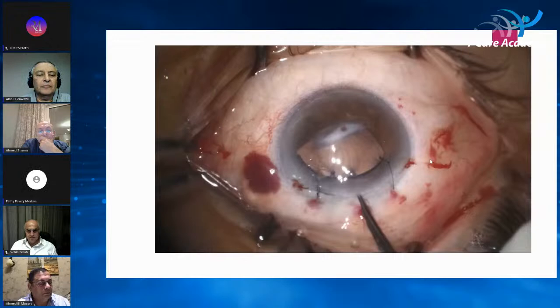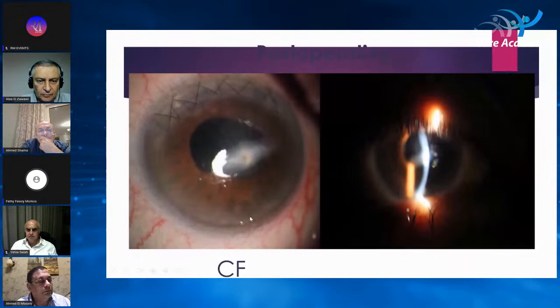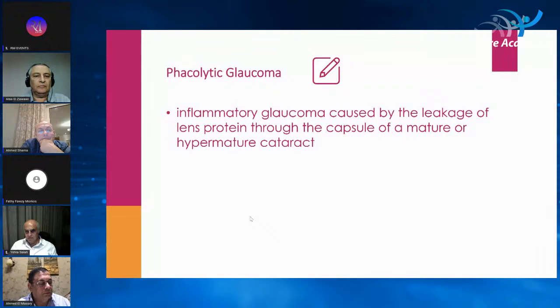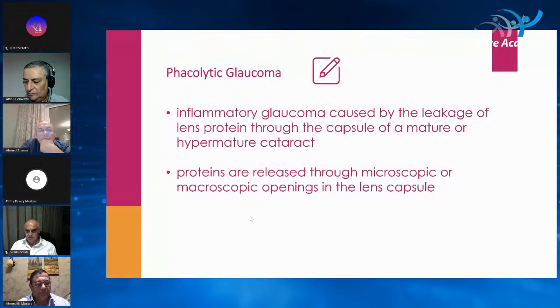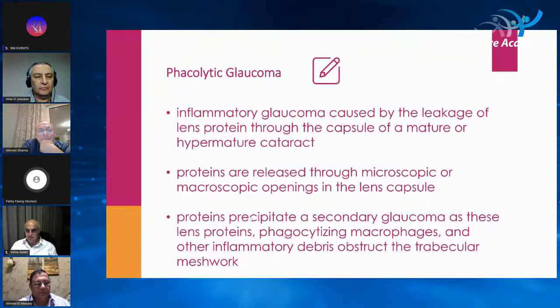And postoperatively again, she regained from poor projection of perception of light into counting fingers and good useful vision. So phacolytic glaucoma is an inflammatory glaucoma caused by leakage of lens proteins through the capsule of immature or hypermature cataract. Proteins are released through microscopic or macroscopic openings in the lens capsule. Proteins that precipitate secondary glaucoma, either the proteins in themselves or the engulfing macrophages that block the trabecular meshwork.